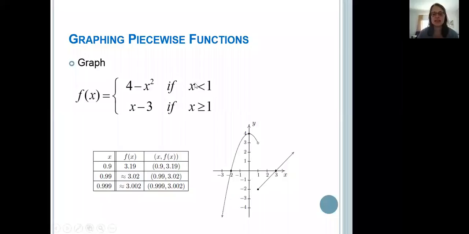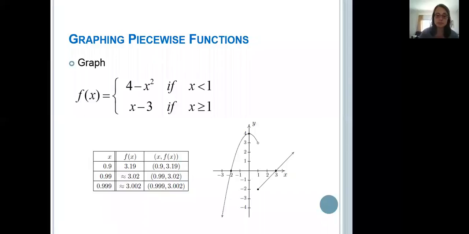So what we're saying is that for every x less than 1, my function is going to be defined by 4 minus x squared. Yeah, we did the rocket example. This is just like that rocket example where the rocket went up and came back down in the first 20 seconds, and then it was on the ground after that. So if x is less than 1, then my function follows this parabola. If x is greater than or equal to 1, then my set of points follows the line y equals x minus 3.